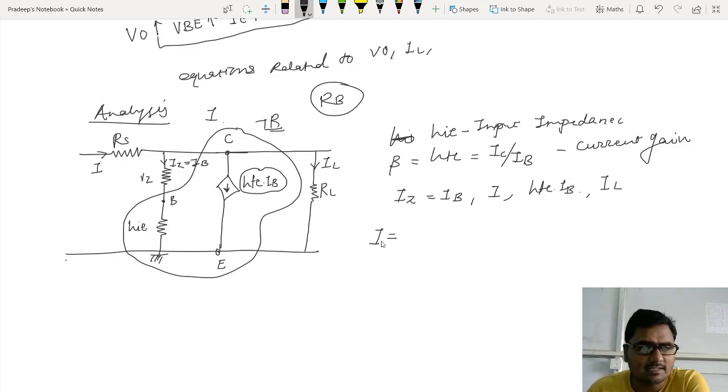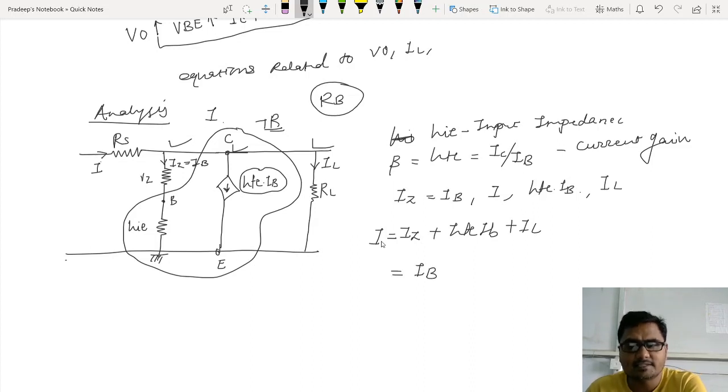So what is the total current I? Total current I is equal to this current plus this current plus this current, is it not? So I will write it is IZ, which is equal to IB plus HFE IB plus IL. See, how can I write then? I can replace IZ with IB plus HFE IB plus IL.